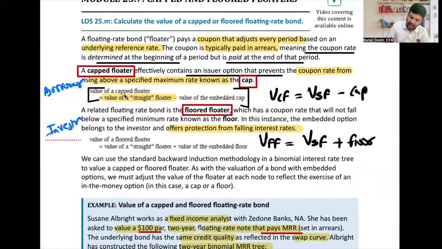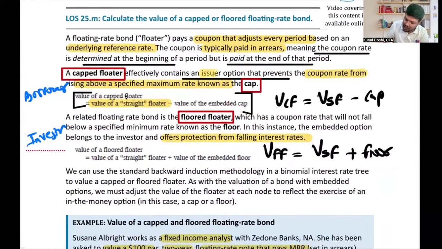So what is a cap floater? A cap floater contains an issuer option that prevents the coupon rate from increasing beyond a point. A floor is what will make sure that the coupon rates won't fall. So a cap is good if you are a borrower. You don't want the rates to rise. A floor is good if you are an investor or a lender. You don't want the rates to fall.